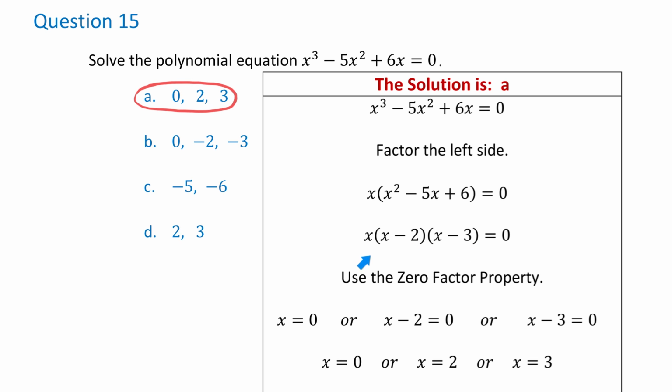Now we have a product of 3 polynomials, and this product is equal to 0. Then we use the zero factor property to set each of these factors equal to 0. So x equals 0, or x minus 2 equals 0, or x minus 3 equals 0. Then one solution is x equals 0. Then in this equation, if we add 2 to both sides, the next solution will be x equals 2. And in the third equation, if we add 3 to both sides, we will get that x equals 3.